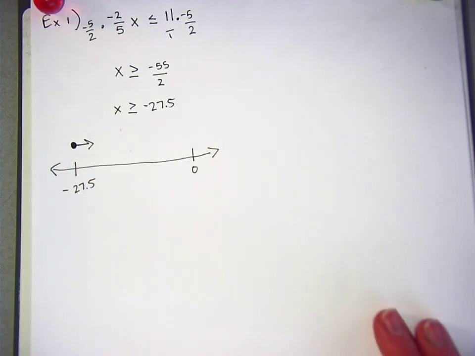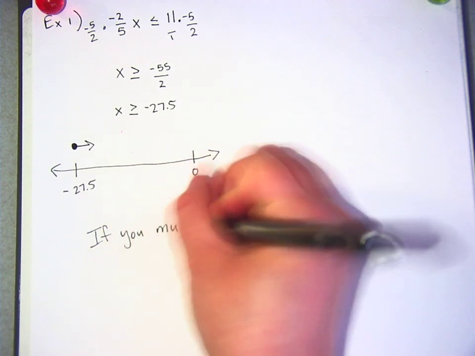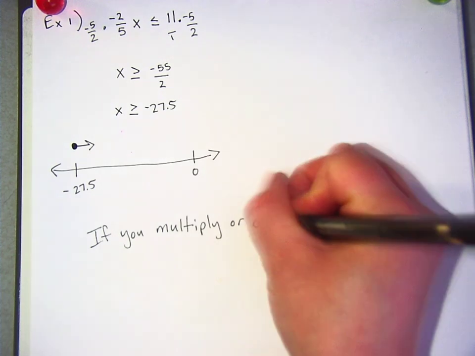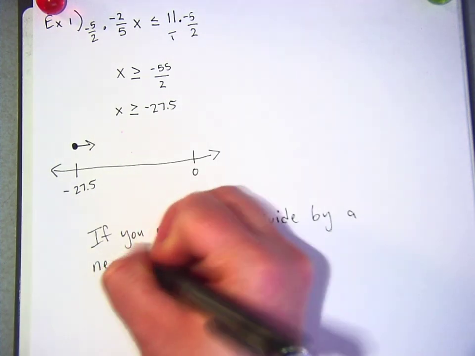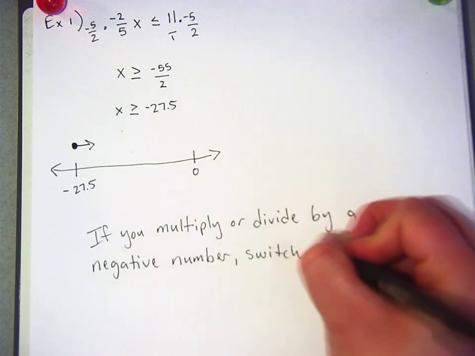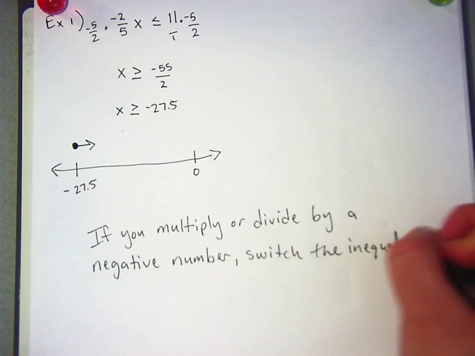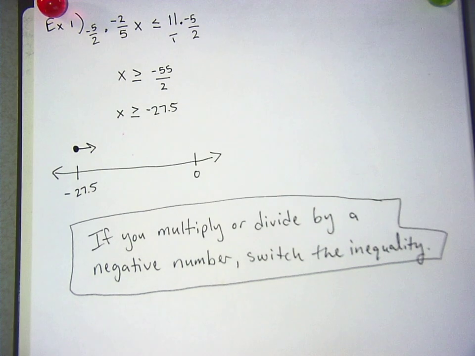All right, really big on the bottom of the sheet, I want you to write, because it's the big idea for today: if you multiply or divide by a negative number, switch the inequality. Okay.